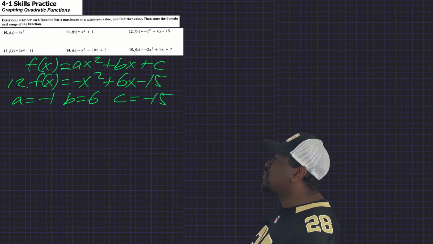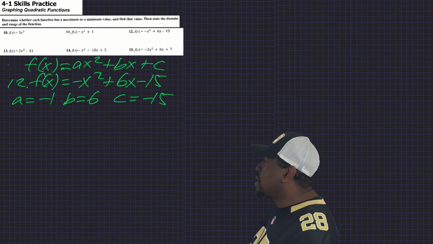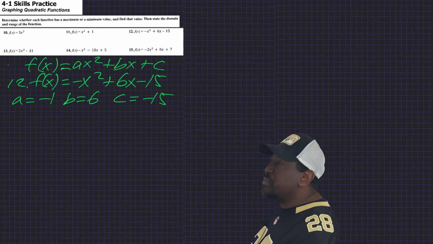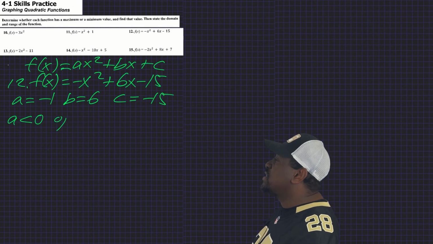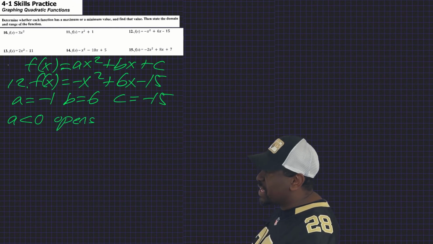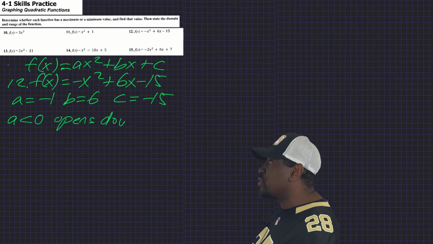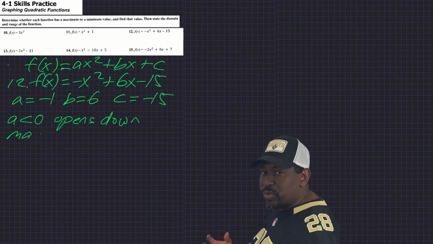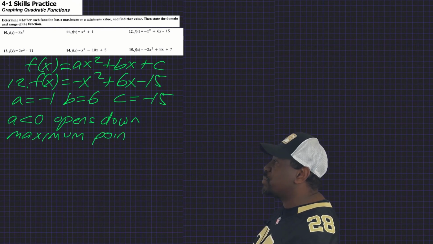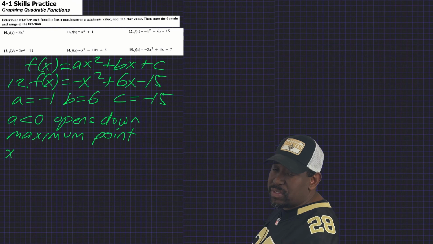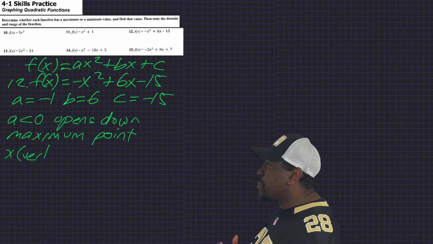So we will pull out the values of a, b, and c. A is negative 1, b is equal to 6, c is equal to negative 15. Since we know a is negative, it's less than 0, we know that it will open down. And so our vertex point will be our highest point. So we know we will find a maximum value in this problem. And so we have a maximum point.